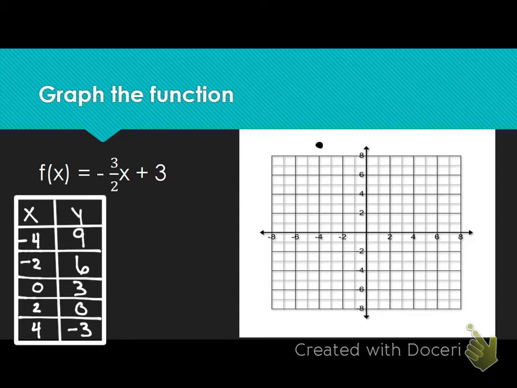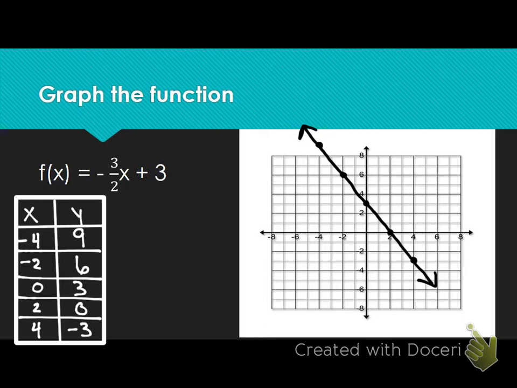All right, and then what? Where do I go now? Left 2. Come on, guys. Left 2, up 6. Then what? 0, up 3. Then what? Right 2. Very good. 2, 0. Then what? Over 4, down -3. 4, -3. Okay? And then I just draw my line straight through.